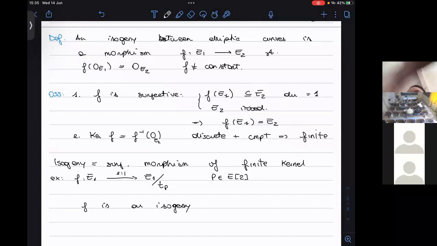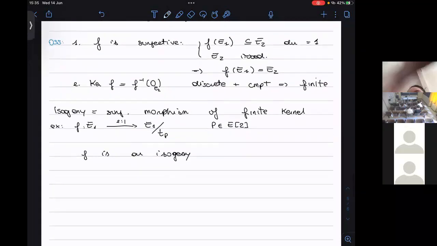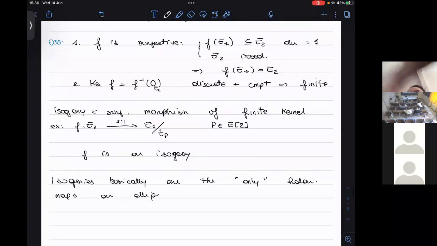But as I said before, the point that I want to observe, just to state, is that this type of maps are the only holomorphic maps on an elliptic curve. And why? Since I want to recall that if you define a map, this is the point: isogenies, basically, are the only holomorphic maps on an elliptic curve.